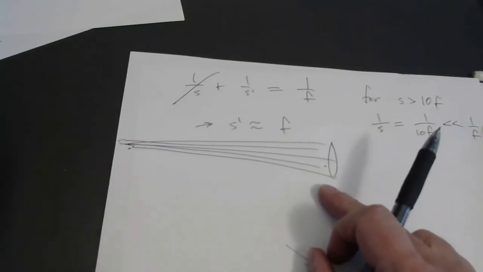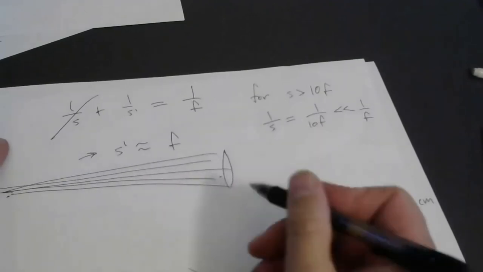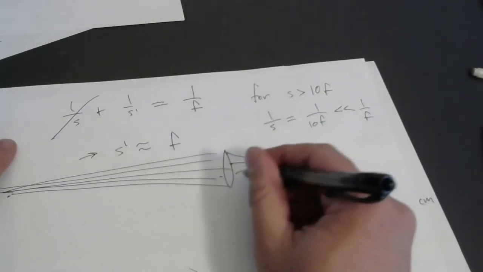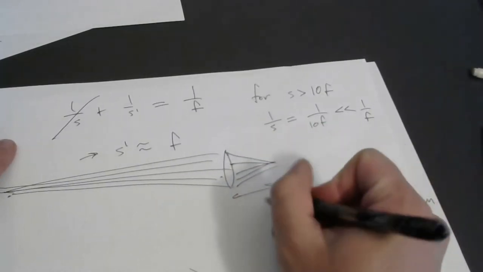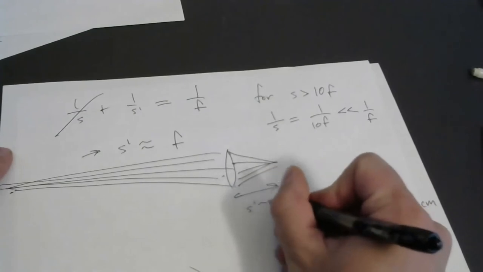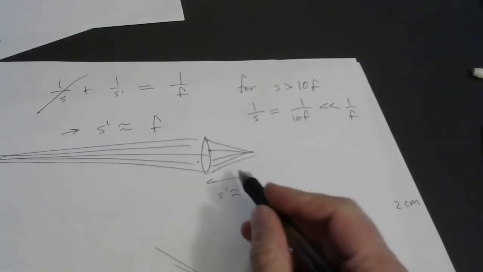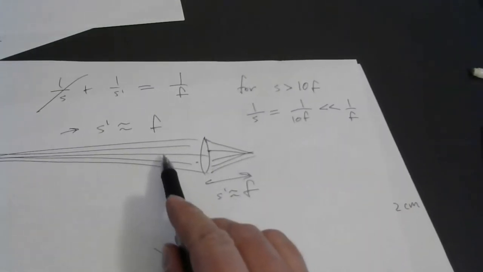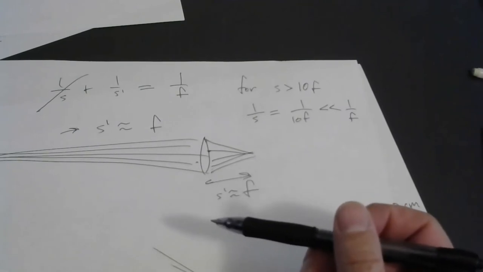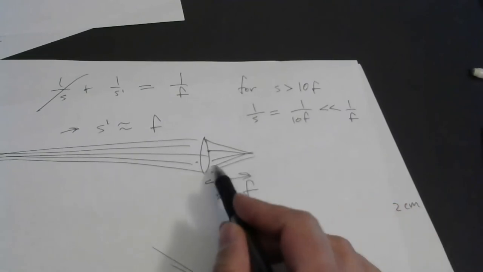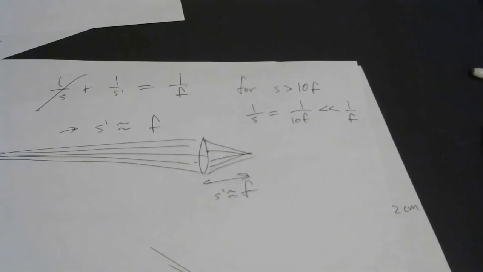If I put this twice as far away, these rays would start to look roughly parallel. And then we know that they're going to converge at a distance that we call the focal length. Again, this is not quite the focal length because these lines are not parallel. If they were coming in parallel, like from the sun, then the image distance would be at the focal point.